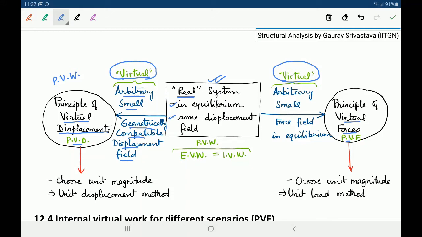Since the magnitudes are arbitrary in both cases, we can choose a unit magnitude. So if in PVD we choose a unit magnitude, that gives the unit displacement method, and if in PVF we choose a unit magnitude of the force, that gives the unit load method.